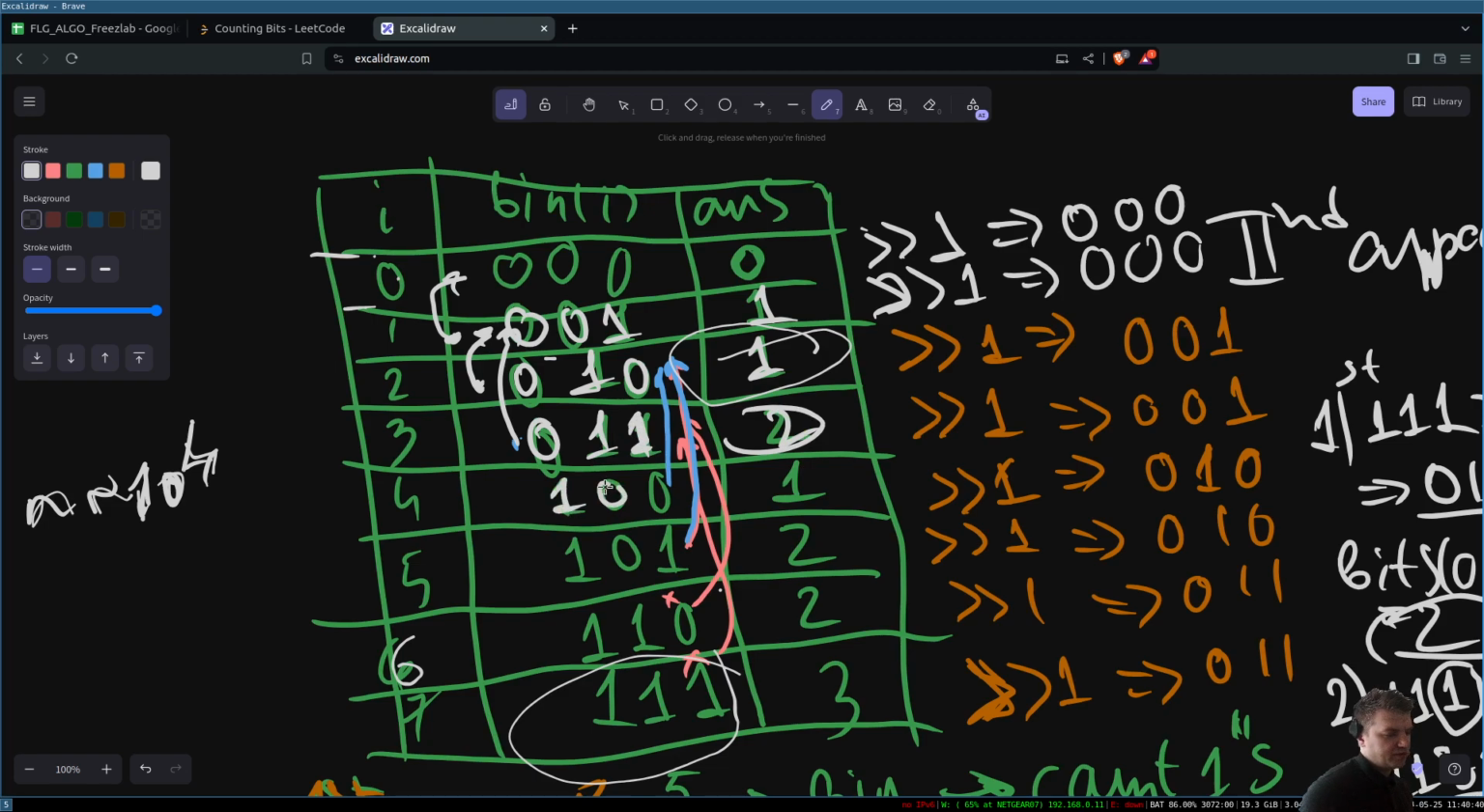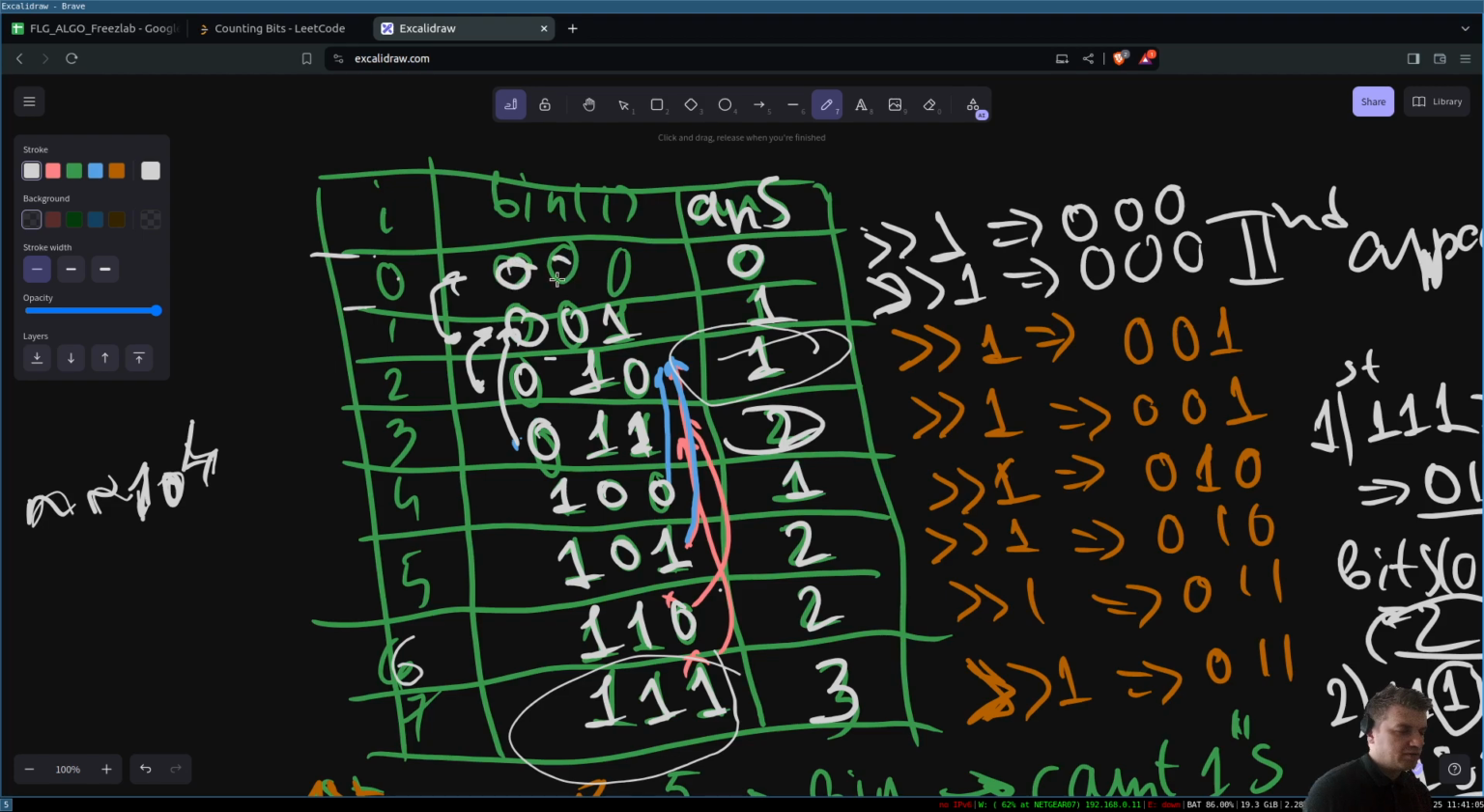For 4, I have 1, 0, 0, so the number is 1. For 5, I have 1, 0, 1, so the number of ones is 2. For 6, I have 1, 1, 0, so the number of bits is 2. And for 7, I have 1, 1, 1, so the number of bits is 3. And I need to output this answer array.